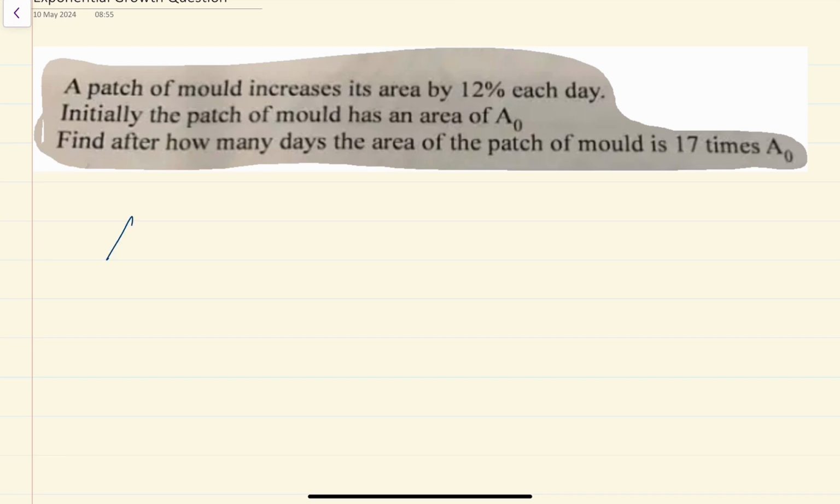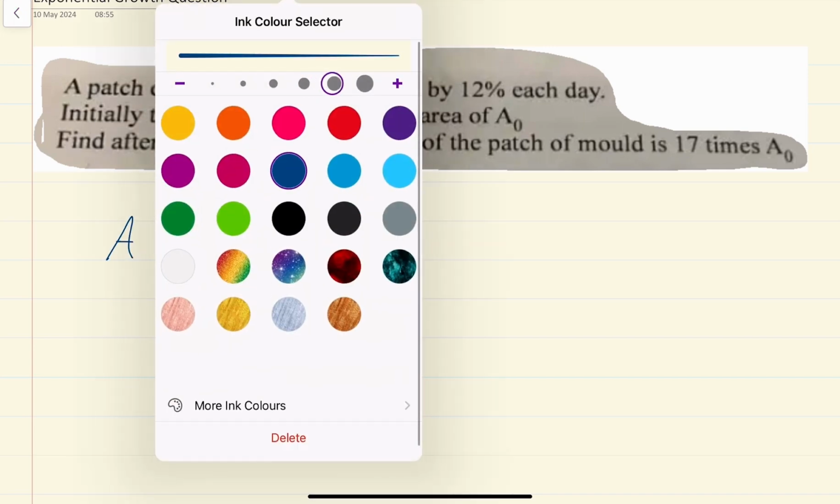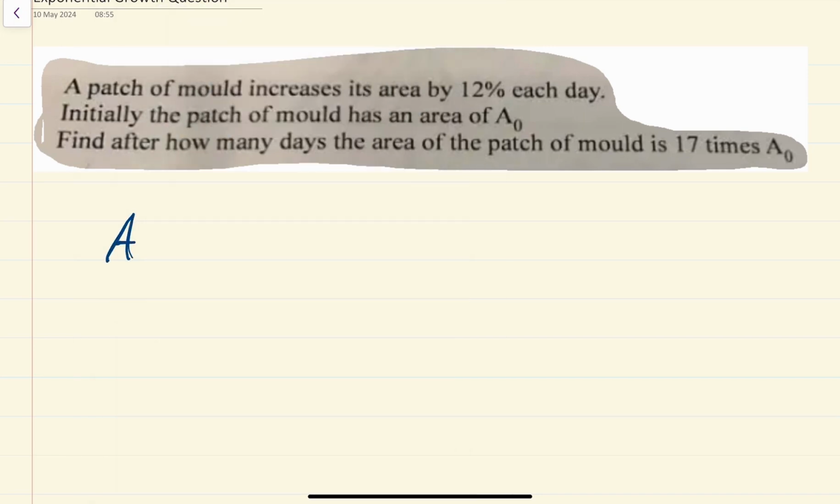Right, I'm just going to set out an equation here. This is just my exponential formula. If it starts with A0 and increases by 12% each day, the scale factor, the multiplying factor I should say, is 1.12, and we're going to say n days, and so that's the nth term, the value, the size it will be after n days.